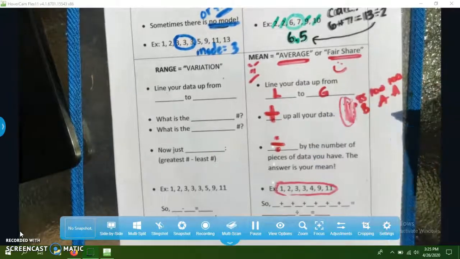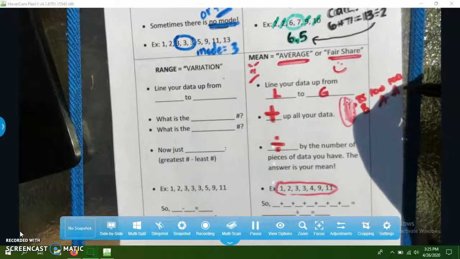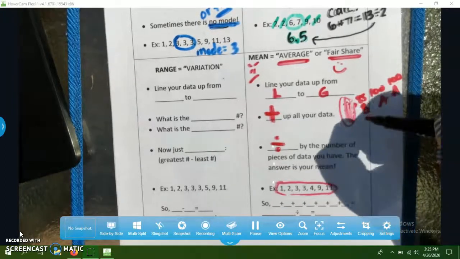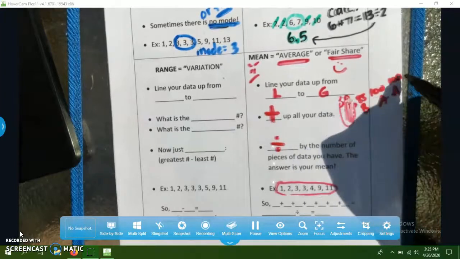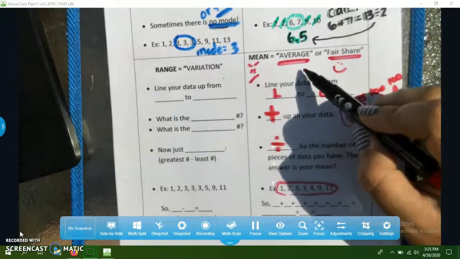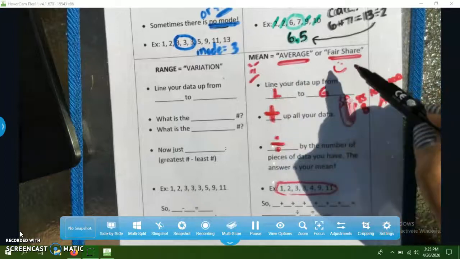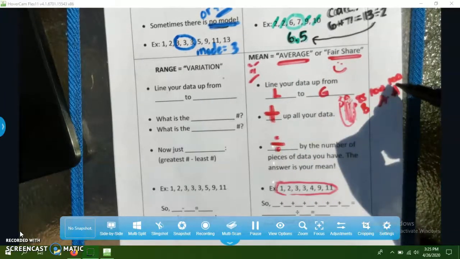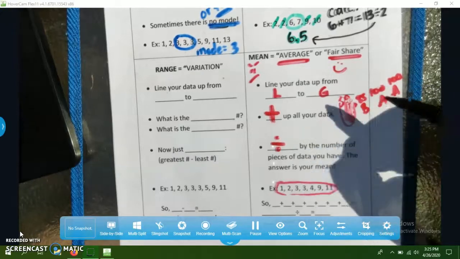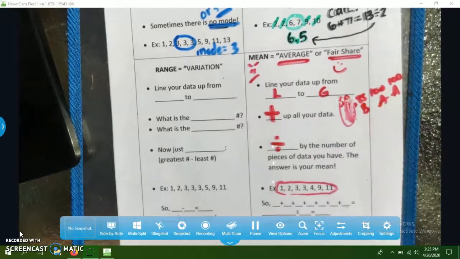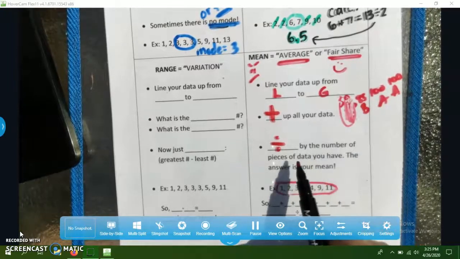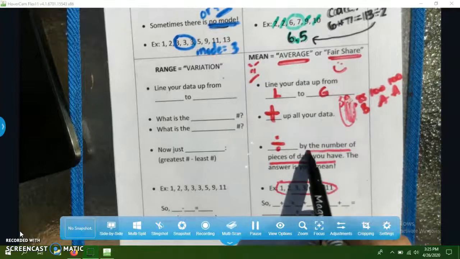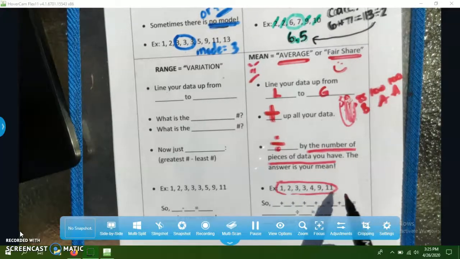That wouldn't work, or it wouldn't really be fair to say they get 100 on their report card, because you did have some lower grades. So what your teachers do with all those grades is we find the mean, the average, or the fair share, all meaning the same thing. We add up all your grades, and then we divide, and here's where the tricky part comes in. You have to divide by the number of pieces of data you have.